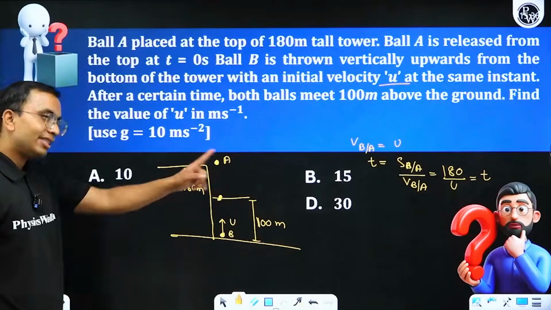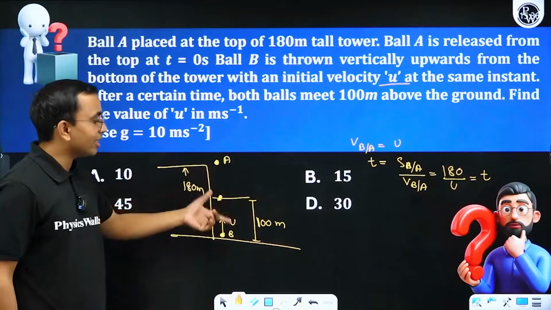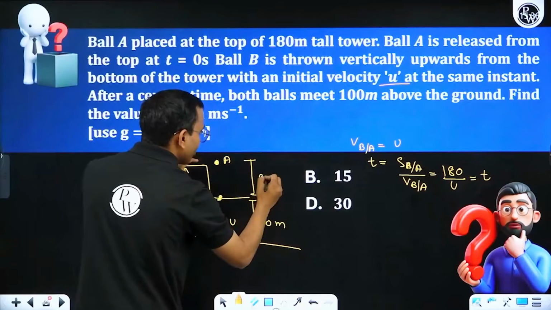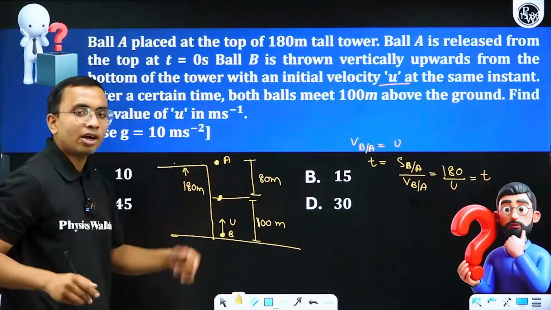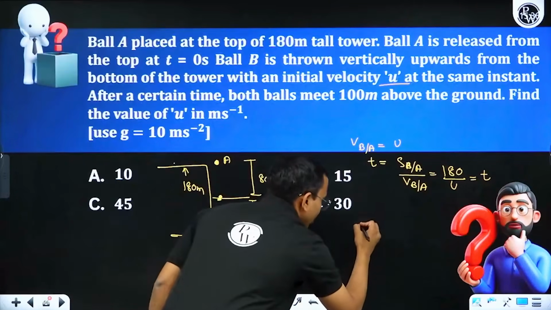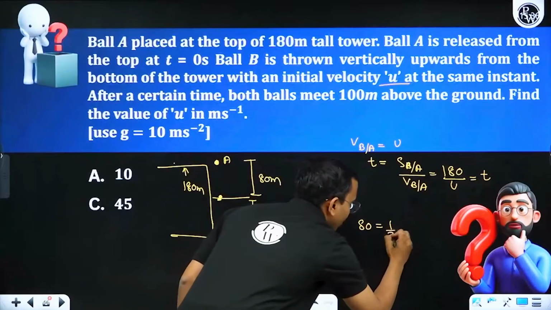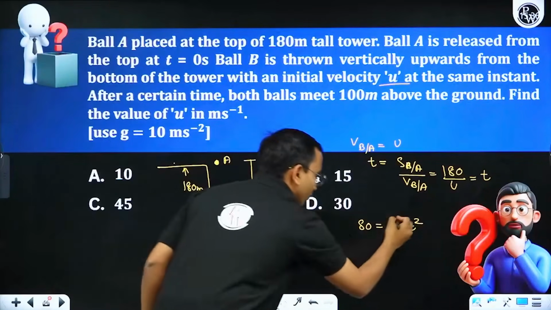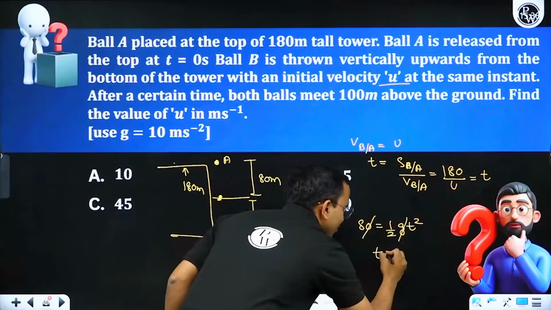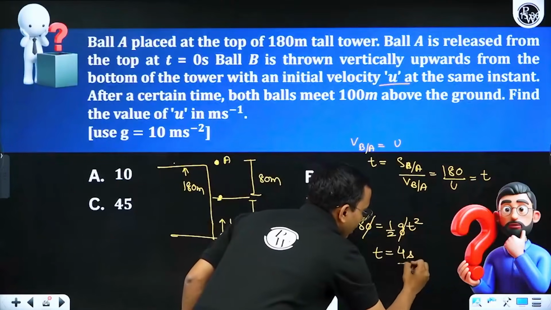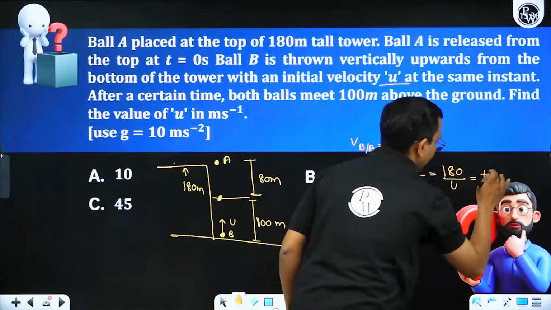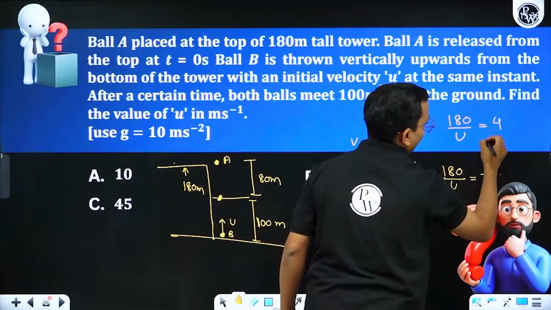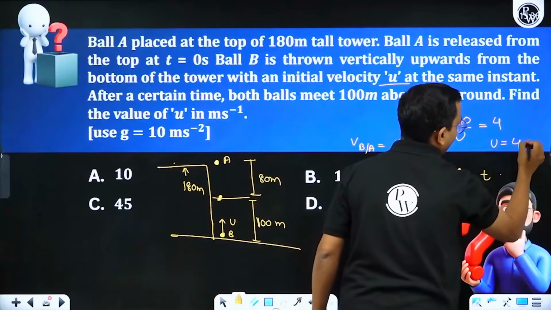Okay, and in this time, he is saying this collision happened at 100 meter. It means in this time, how much did it fall? 80 meter from rest. From rest, how much time does it take to fall 80 meter? So 80 is equal to half g t square. This equation I wrote in the ground frame. From here I got t as 4 seconds. Put t equal to 4 in this. So 180 by u is equal to 4. From here I got u as 45 meter per second.